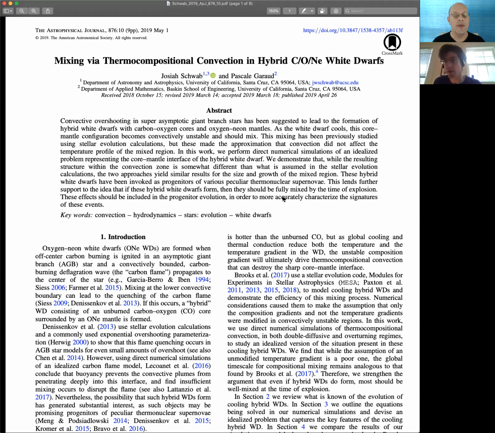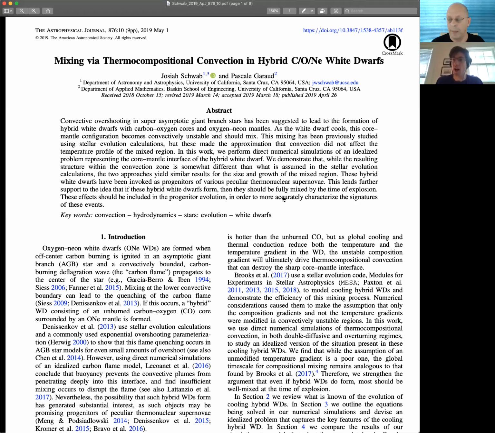But something that I pointed out with a colleague in a previous paper led by Jared Brooks in 2017 was that if you do imagine that you have this oxygen neon mantle on top of a carbon oxygen core, that's not actually a stable configuration. Essentially you have heavy stuff on top of light stuff, right? And that wants to mix.